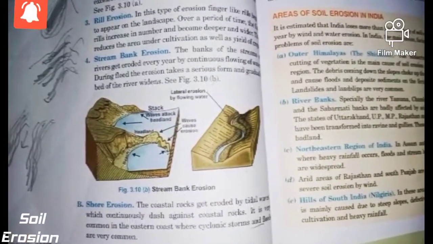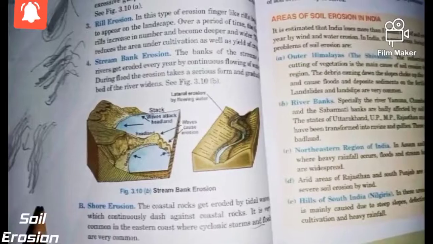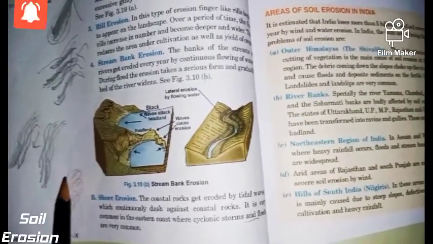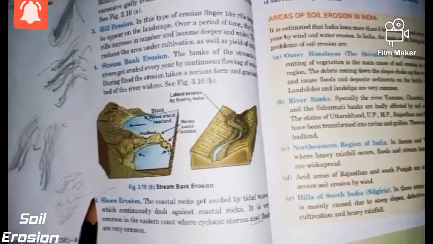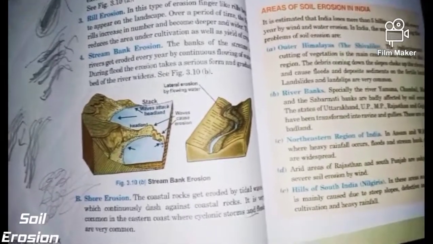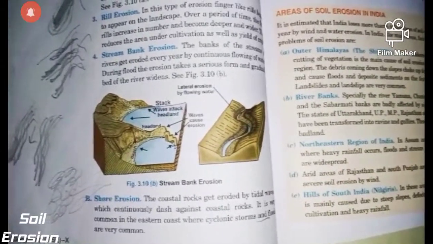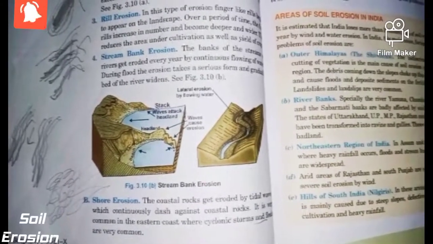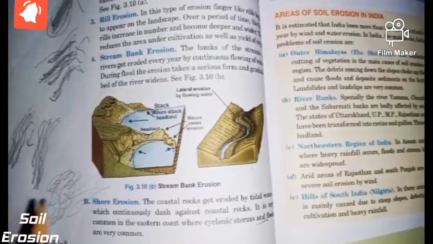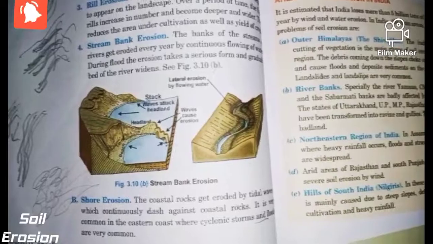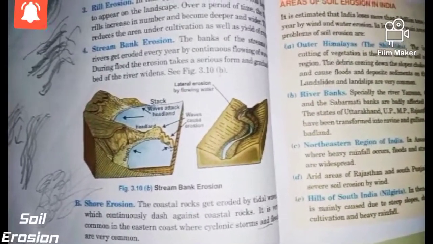If you happen to go nearby the coast of the seas, you can find some rocks. Now these rocks are in constant contact with the waves. The waves are always dashing against these rocks, which get hit by the waves, and later on they break into pieces, and slowly as time passes, they continuously break up into pieces and are carried away by the water somewhere.